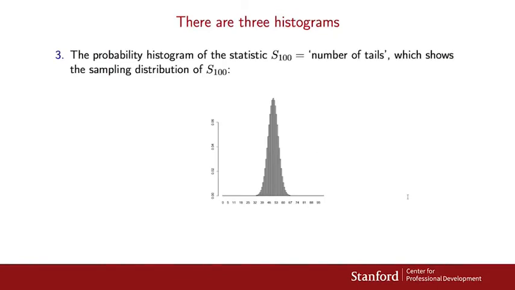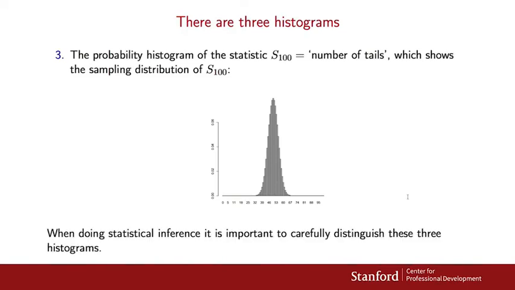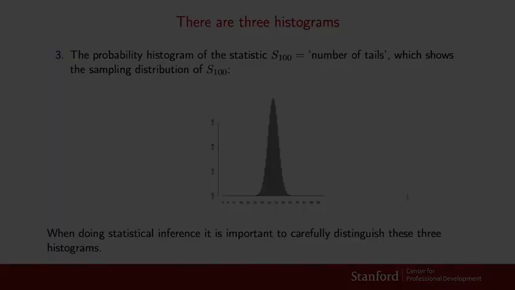Finally, if we are interested in a statistic, such as the number of tails in 100 tosses, then we get a third histogram, which gives the sampling distribution of that statistic. In this case, it's a binomial distribution, and you see that this histogram is quite different from the first two. Later on, when we do statistical inference, it's easy to mix up these histograms, so it's really important to carefully think through what's going on there.